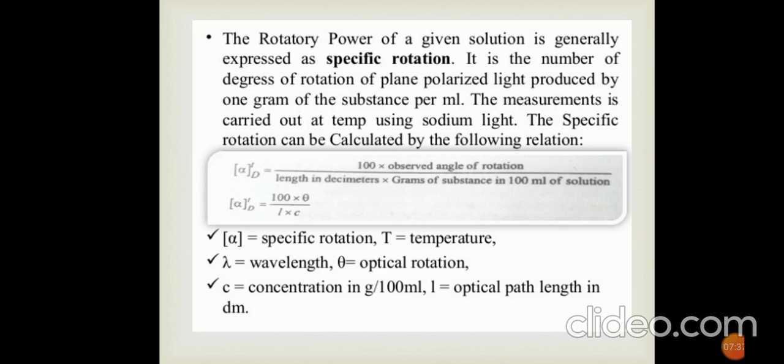So here is the formula. Specific rotation depends on temperature, wavelength, observed optical rotation, concentration, and optical path length in decimeters. In the previous slide we learned about it, and here is the formula: 100 multiplied by the observed angle of rotation, divided by the length in decimeters multiplied by the grams of substance in 100 ml of the solution.